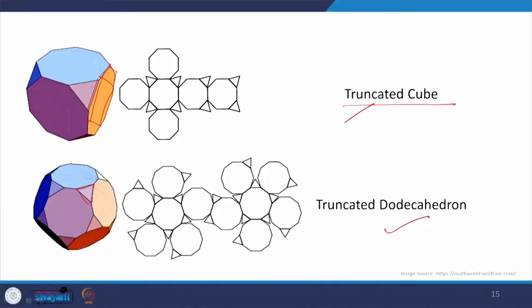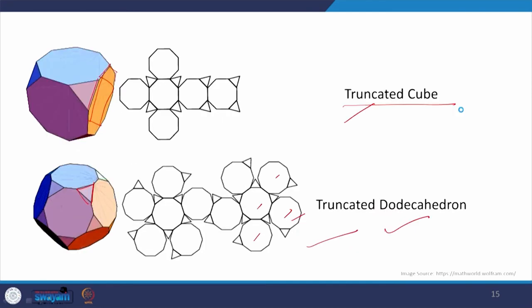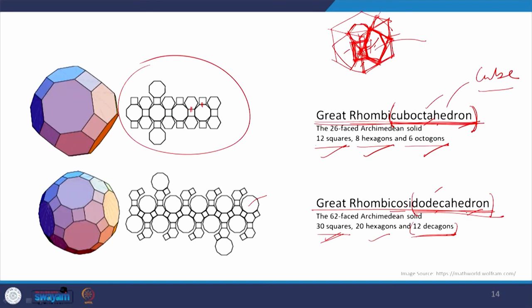Then we will have the truncated dodecahedron. So we will truncate each edge in such a manner that we get only a triangular surface. So this is a smaller truncation, and at each of the pentagonal surfaces we get a decagon. So this is what your truncated dodecahedron is. Similarly, we have other Archimedean solids as well, where we have the truncations happening in a defined manner. For example, the icosidodecahedron has triangles and pentagons only, unlike the rhombicosidodecahedron where we had squares, hexagons and decagons.